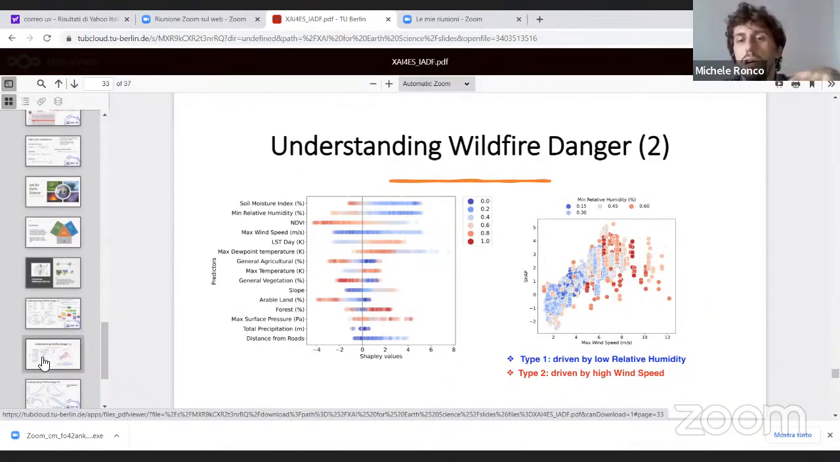The blue dots are driven by low relative humidity, so the fact that the atmosphere was very dry, but they also correspond to cases in which the wind speed was relatively low. So the fire danger was not driven by wind speed values. On the other hand, we have these red events, where relative humidity is much higher. So there are, in principle, not the conditions for fires in terms of humidity, but the wind speed was very high. So the danger was high due to the fact that there were very strong winds which could favor the spread of fires.